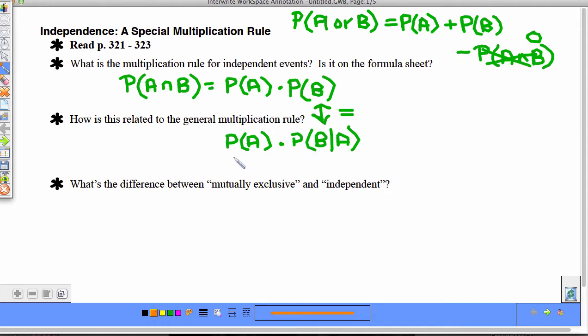So both of the general rules, the general addition and the general multiplication, are on the formula sheet. However, the specialized ones for mutually exclusive and for independence are not. So you just have to remember that if it's independent, then this and this are the same. And if these are mutually exclusive, then this and part will just be 0.